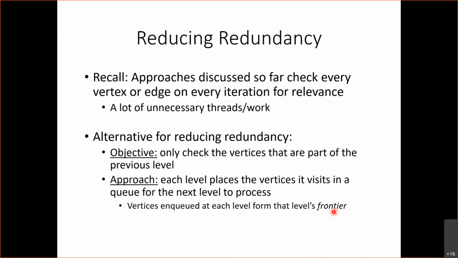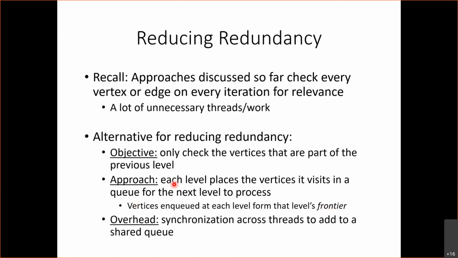Like we have to use atomic operations or contention on the same queue. Right, so we have a shared queue. All the threads are trying to add to a queue, so we have synchronization across threads to add to a shared queue. So this is going to be the overhead, but the benefit is that we are avoiding redundancy. So you can imagine that in some cases this might be better, in other cases it may not be. But hopefully today we're going to look at an example where this will improve our performance.